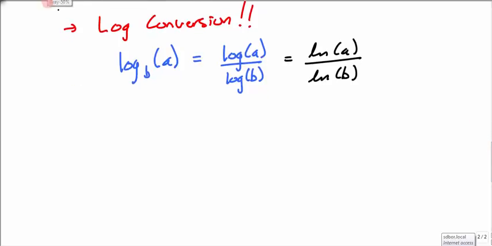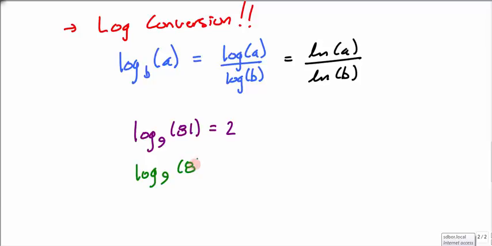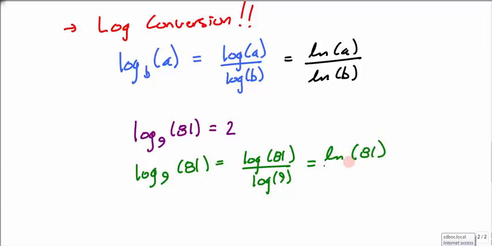Well, let's put some real numbers to this and see what we can come up with. So let's look at log base 9 of 81. Well, we can imagine what the answer to this is. 9 to what power is 81? And that would be 2. 9 squared is 81. So we know the answer is 2. Let's go ahead and look at our log conversions. Our log conversion for log base 9 of 81 would look like log of 81 over log of 9, or, and it doesn't matter which one I use, natural log of 81 over the natural log of 9.